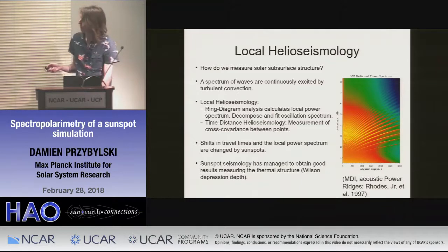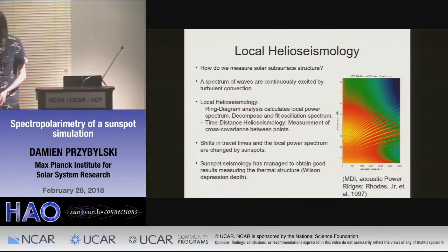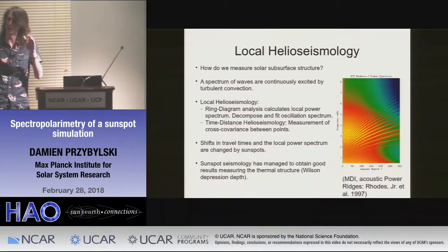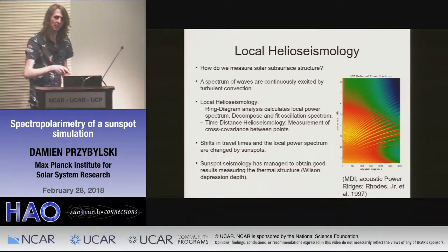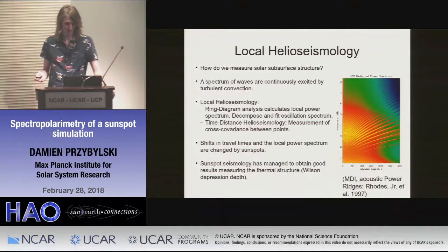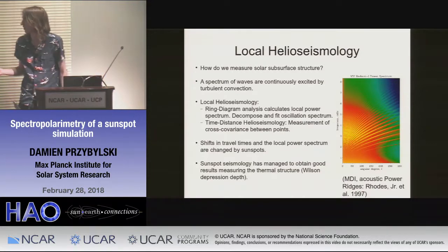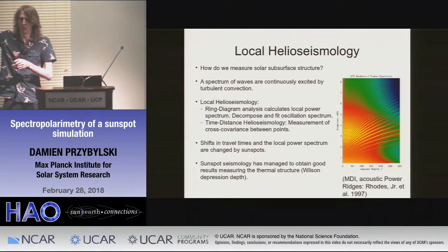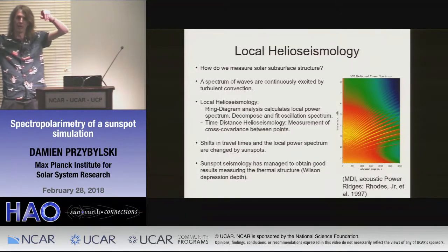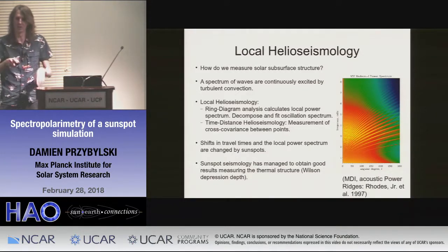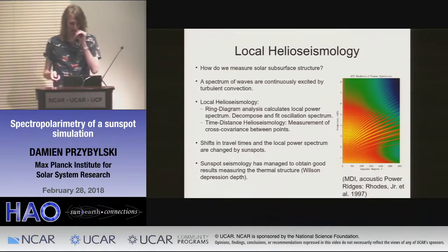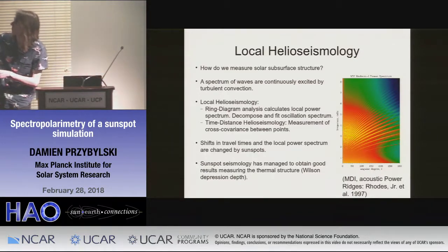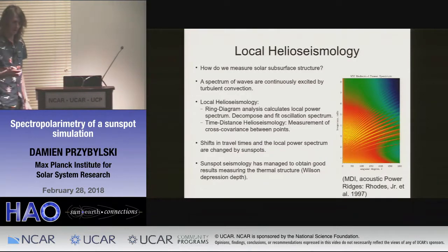To perform local seismology, these different modes appear if we take a frequency and wave number diagram. We see different ridges of power, which are the frequencies and wave numbers at which these normal modes occur. There are different methods of performing local seismology. Two of the main ones are ring diagram analysis and time-distance seismology. In time-distance seismology, we follow a ray's path and measure it at either end, and from how long it took, we infer the subsurface structure. The second is ring diagram analysis, where we calculate a local power spectrum, like this one, and we try to fit it.